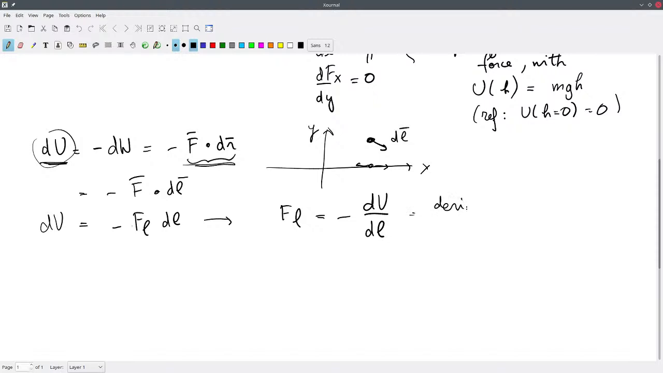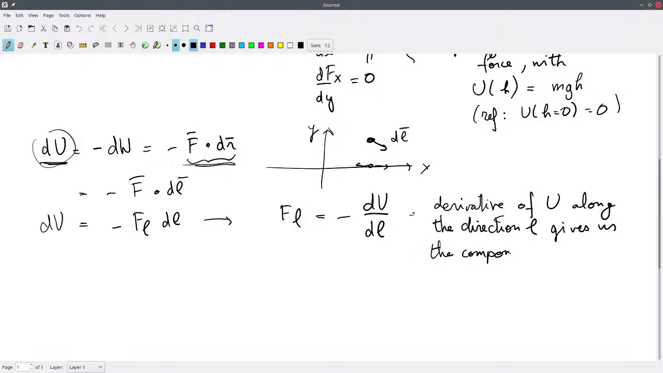So the derivative of u along the direction L gives us the component of the force along direction L.